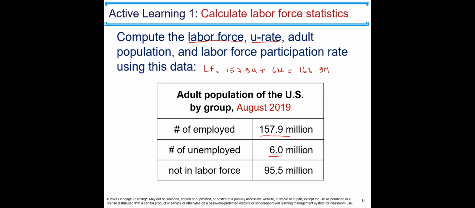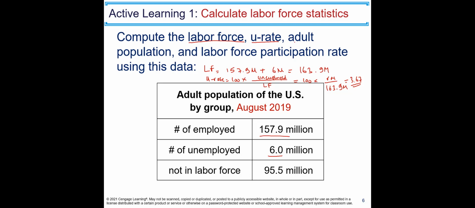Now let's calculate the U rate. Remember, the U rate is equal to 100 times, and in the numerator you have the number of unemployed people, and in the denominator you have the labor force. Therefore it's 100 times 6 million divided by 163.9 million, which is equal to 3.67%. This is the unemployment rate in 2019.